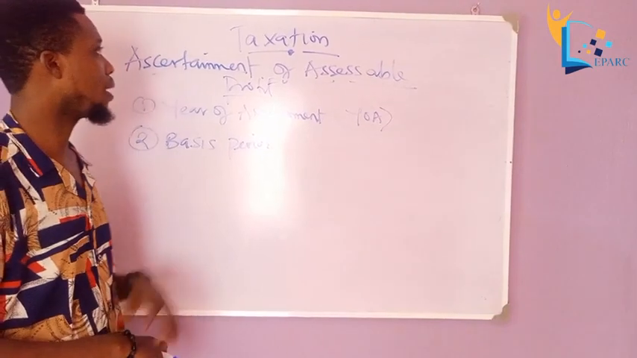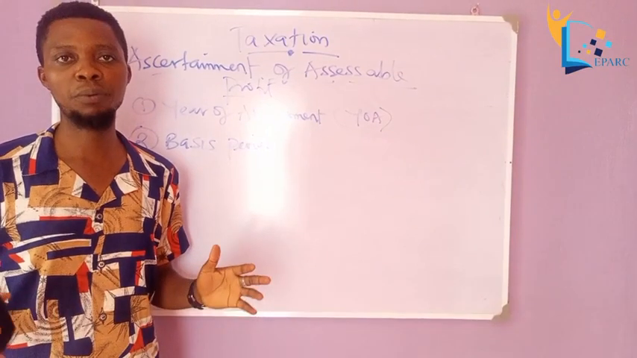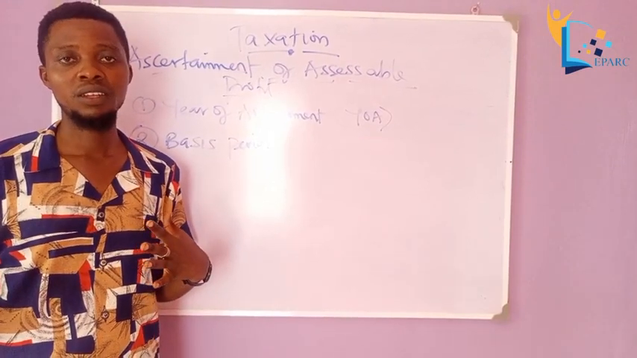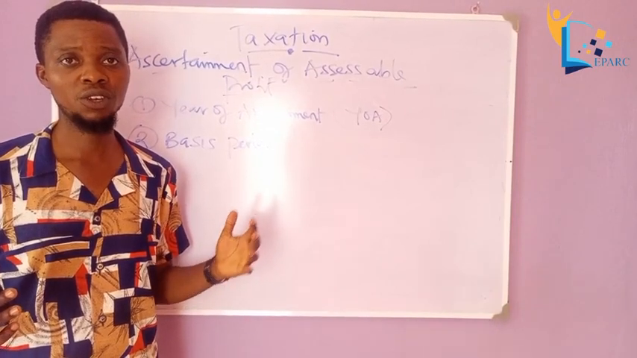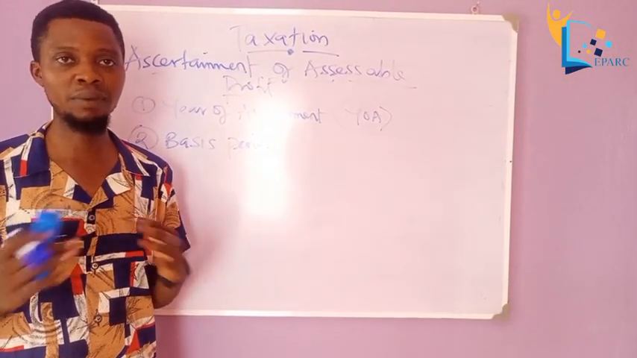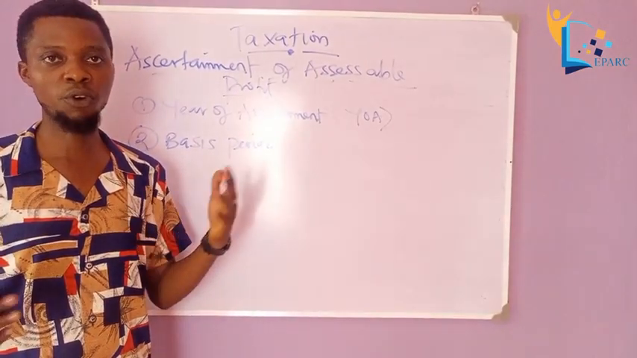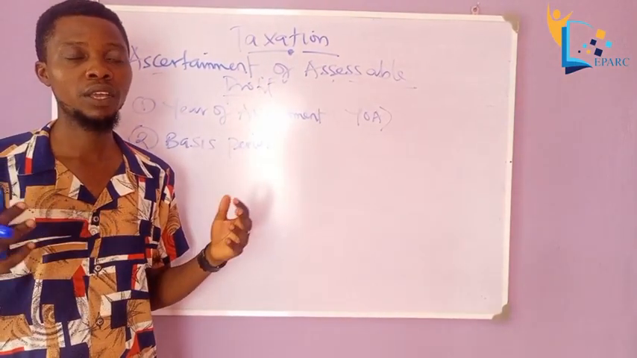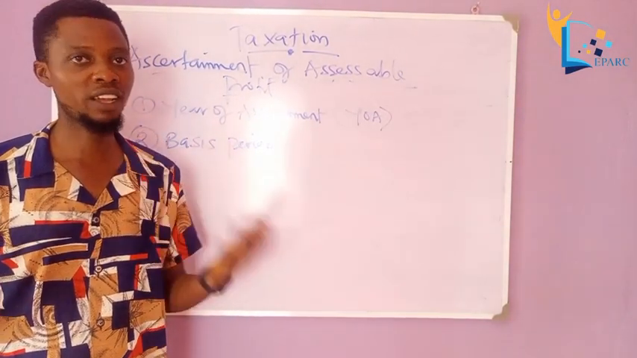So here we are. Taxation, ascertainment of assessable profit. Now, the government usually prepares its accounts from January 1st to 31st December. It's not mandatory for taxpayers or business owners to prepare their accounts from January 1st to 31st December. They are at liberty to prepare their accounts from any period to any period. It can be from February 1st to January 31st, or from April 1st to May 31st, but it should not be more than or less than 12 months.